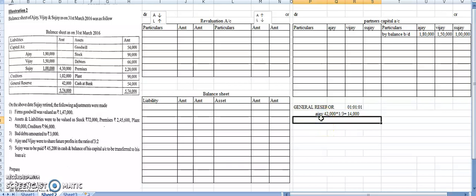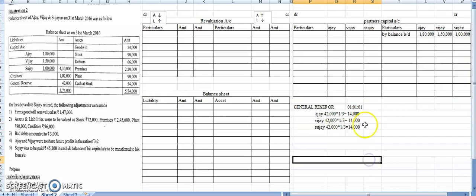Then for Vijay we will do the same way. Vijay, then we will take the amount of general reserve, multiplying it with the old ratio. So 1 upon total, so total comes to 3, then the answer again comes to 14,000. Then in the same way we will do for the third partner, that is Sujay. We will take the amount of general reserve, multiplying it with the old ratio 1 upon 3. The answer again comes to the same, 14,000.